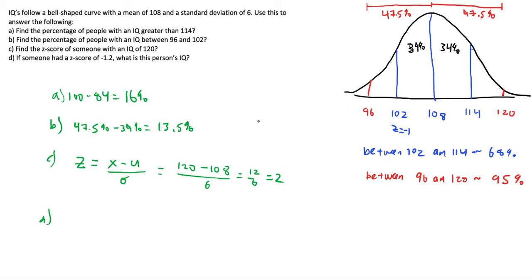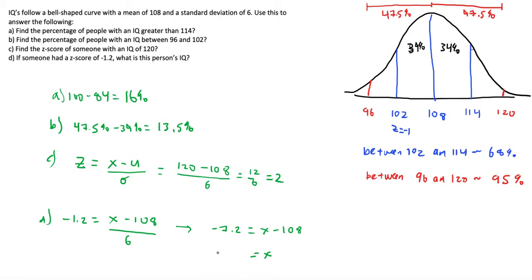Of course, we can always just use this formula to get the answer. We know the z-score is negative 1.2, and we want to find the data value where that z-score lies. We also know the mean, which is 108, and the standard deviation, which is 6. We just need a little bit of algebra. We multiply both sides by 6, so we get negative 7.2 equals x minus 108. And from here, we add 108 to both sides, and that gives us our final answer.